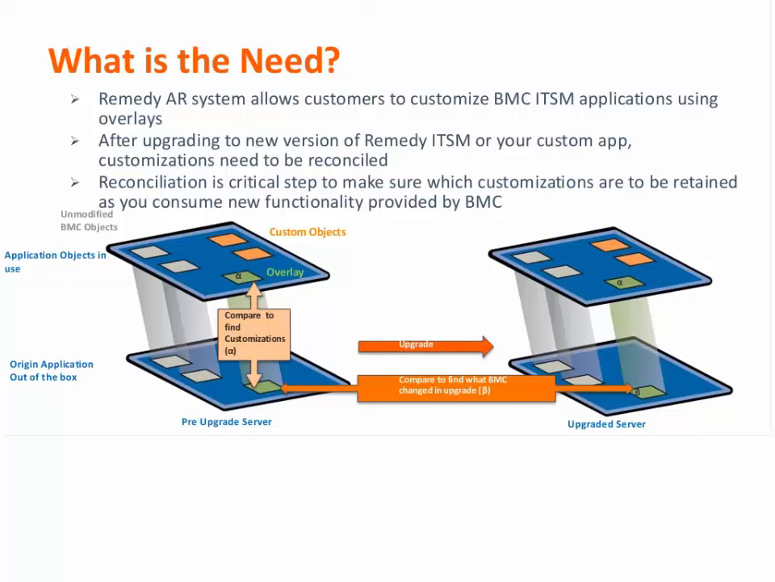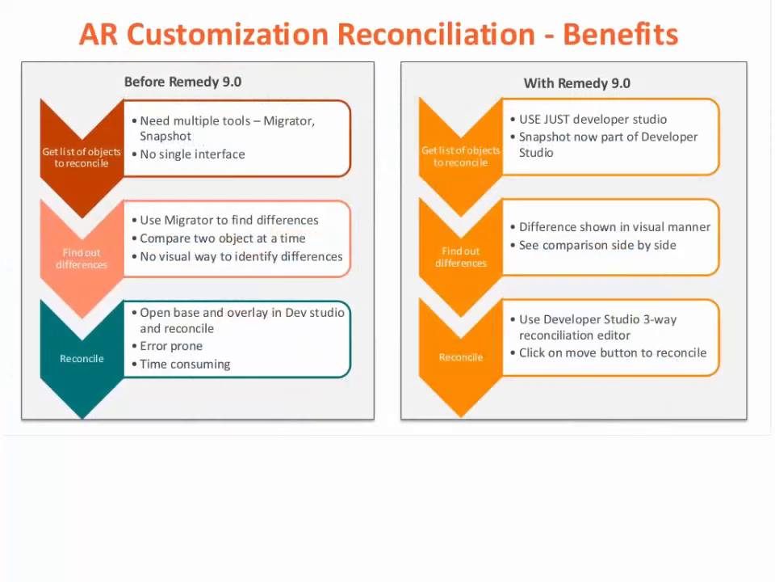And then you do a reconciliation by which you move the changes which are not present in your overlay to the overlay layer, at the same time preserving the customization that you have done. Now let's look at how it was done before 9.0 and how the AR customization reconciliation tool provided in 9.0 helps you to do that.